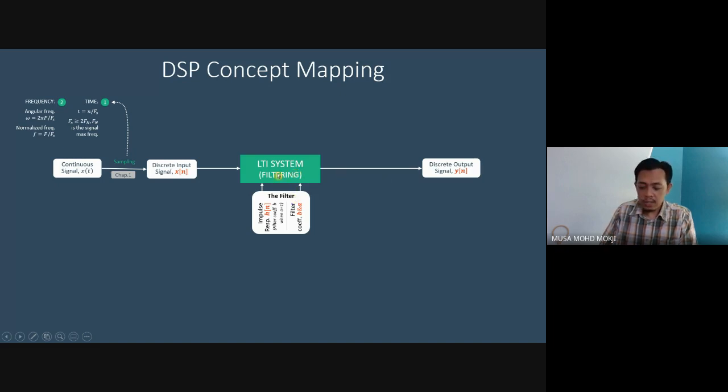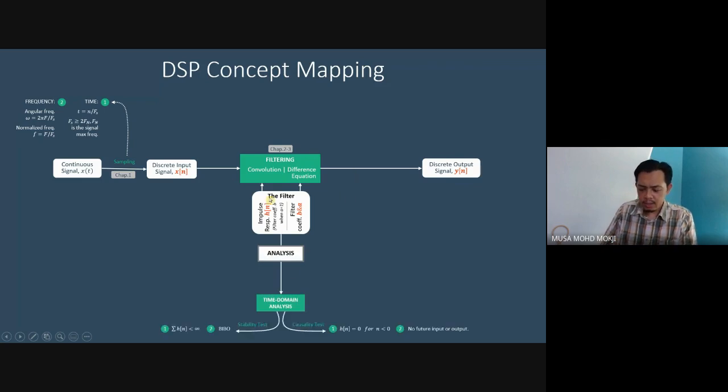If we look at this diagram, this is the input. The process is here, based on this filter, and you get the output. The process is what we call convolution. So how do you get the output? You do convolution between the input and the filter, and then you will get the output. Convolution is actually in the time domain.